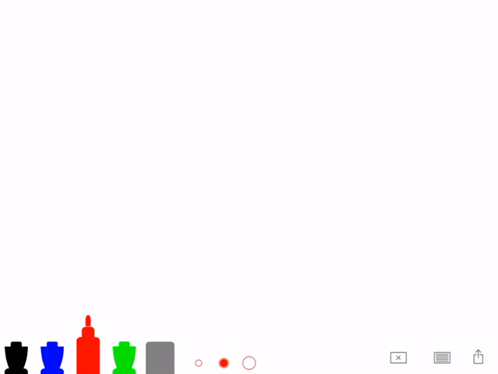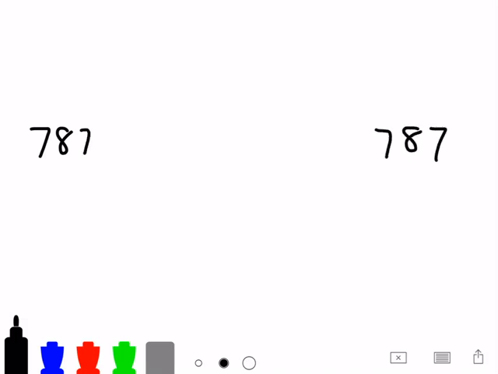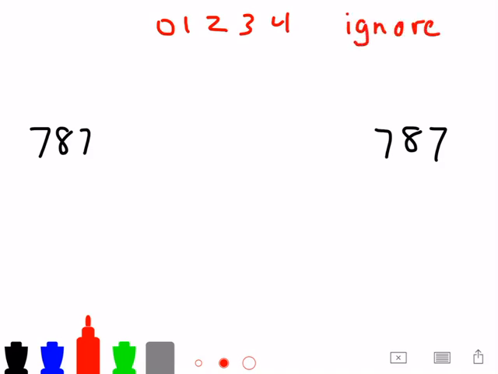We are going to be rounding the number 787 to the nearest 10 and to the nearest 100. When rounding numbers, we have to always remember that 0, 1, 2, 3, and 4 tell us to ignore the number in the rounding place, while numbers 5, 6, 7, 8, and 9 tell us to add 1 to the number in the rounding place.